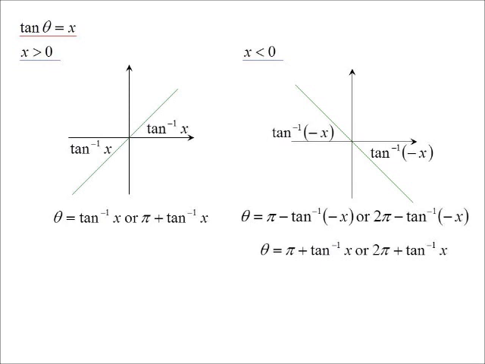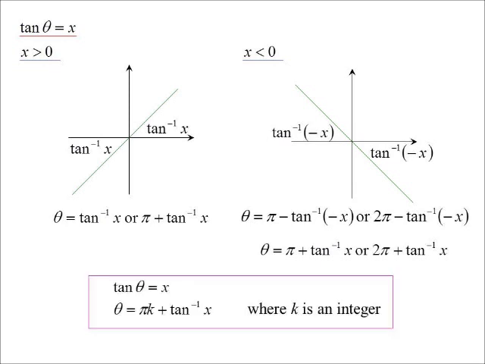Oh, same as this one. 2 pi plus inverse tan of x. Well, same as the first one once we've gone around the circle. So this pattern is going to go inverse tan of x, pi plus inverse tan of x, 2 pi plus inverse tan of x. So basically, we're talking multiples of pi plus the inverse tan of x.